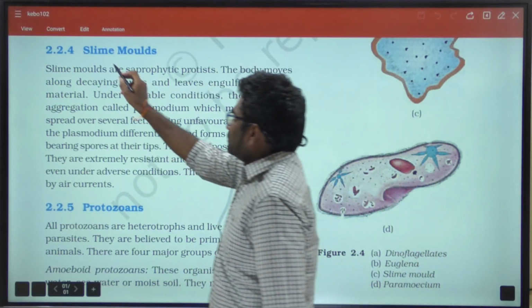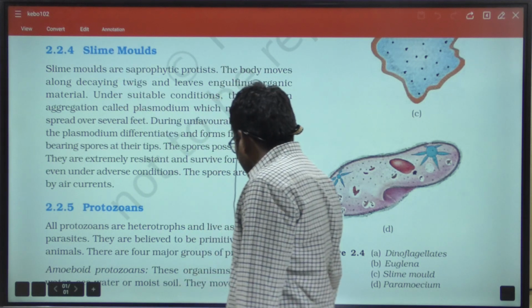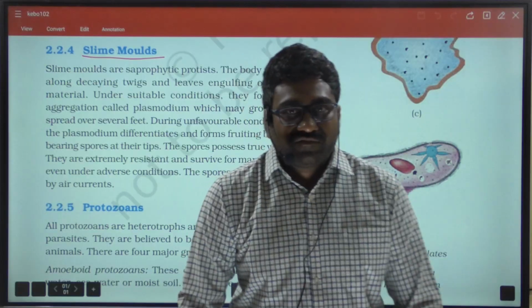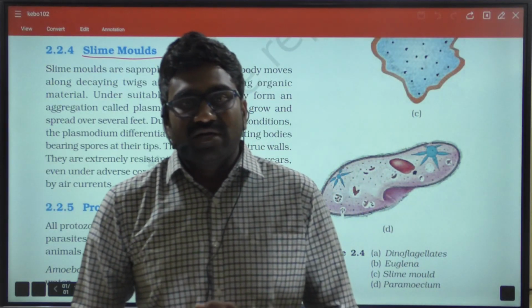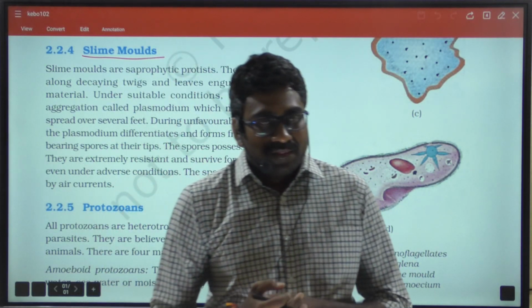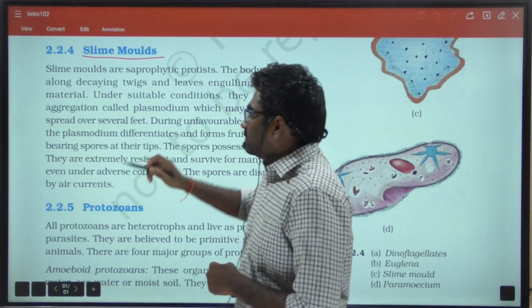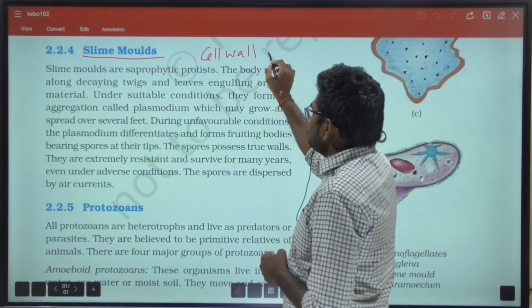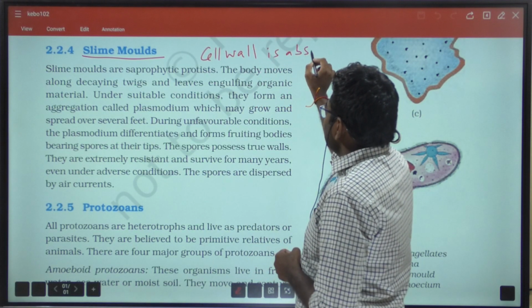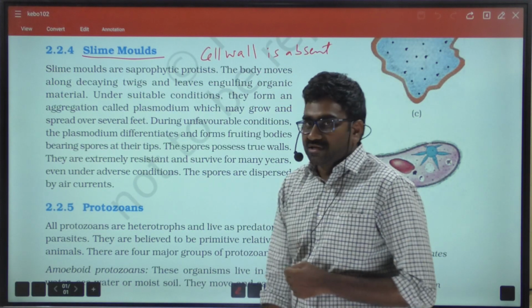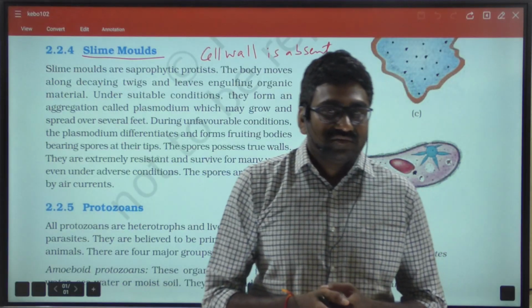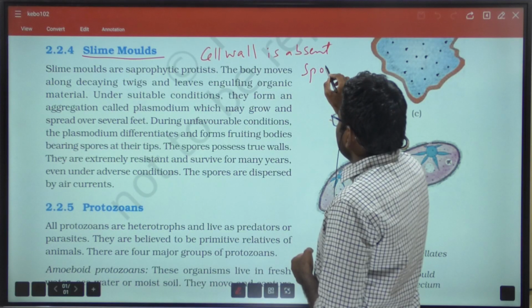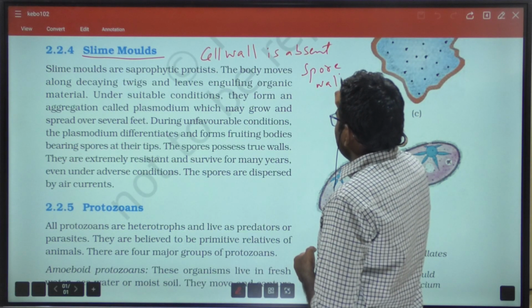So slime molds are saprophytic protistans. In the slime molds, there is no cell wall. Cell wall is absent in the slime molds. Instead of cell wall, spore wall is present in the slime molds.